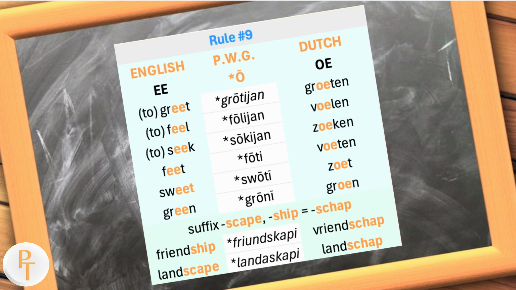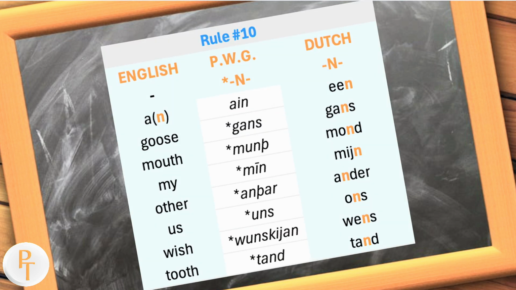Suffixes in English ending in scape and ship, pretty easy. In Dutch they'll be schap. For instance, friendship, vriendschap. Landscape, landschap. Rule number 10. N's in Anglo-Saxon disappear from Proto-West Germanic. They were nasalized, but Dutch retains most of them.